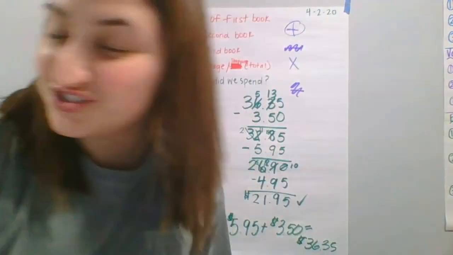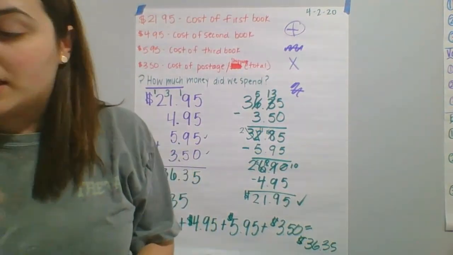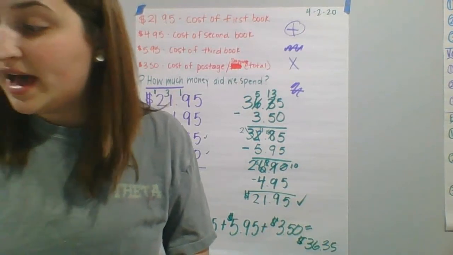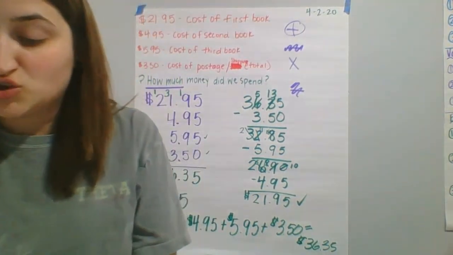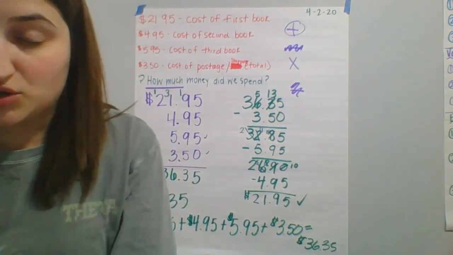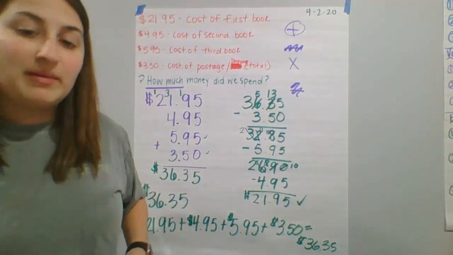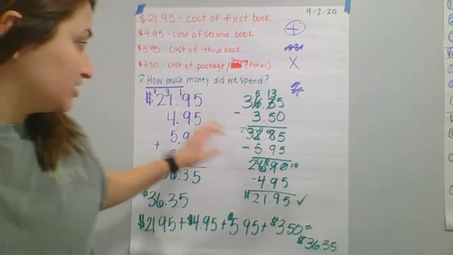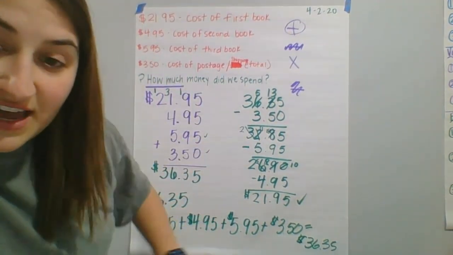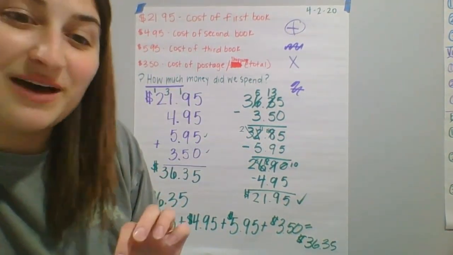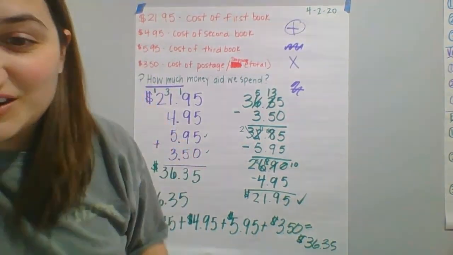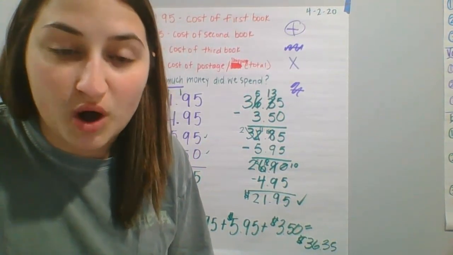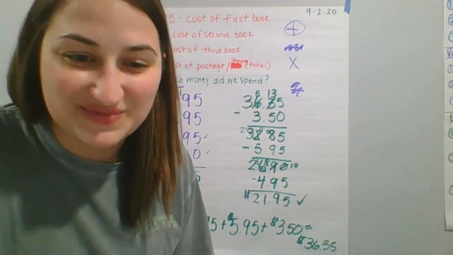So nice job. If your work on your paper does not match mine, go back through it and fix whatever you may have had a little bit of a trip up with. And always, always, always remember, especially with problems like this, that you always line up your decimal. When we're adding or subtracting decimal numbers, you always want to line up your decimal. Nice job, ladies.